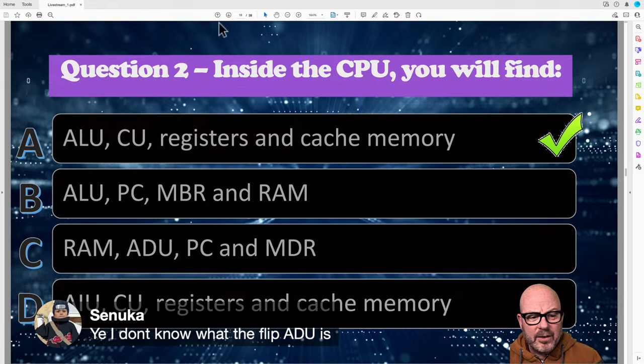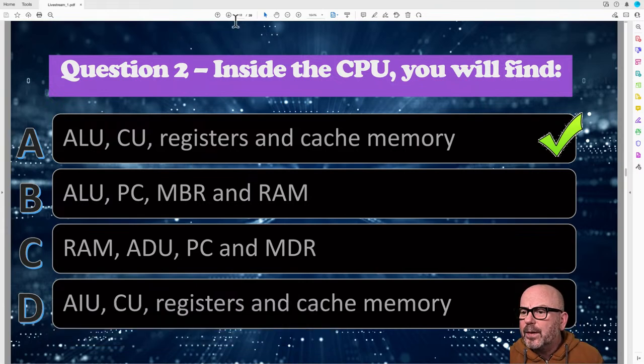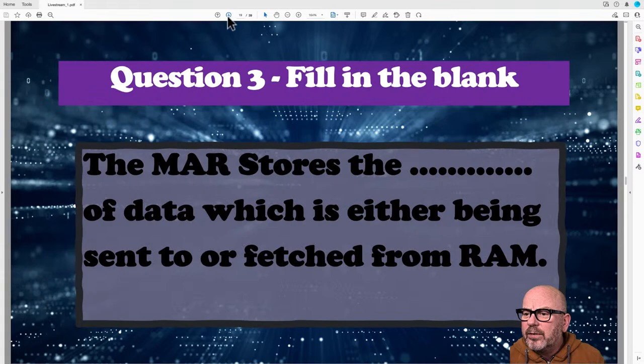The answer is A. You are all absolute superstars. I applaud you all. So let's see what this next one is. Okay, it's a gap fill. Don't say I don't treat you well. So it's a gap fill.